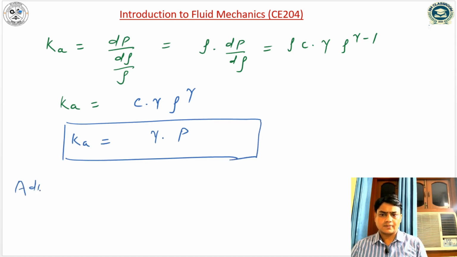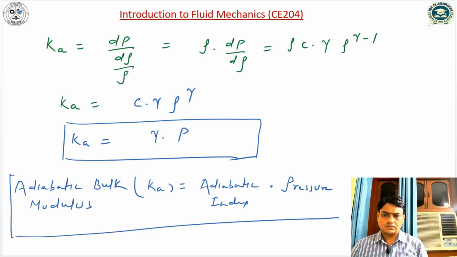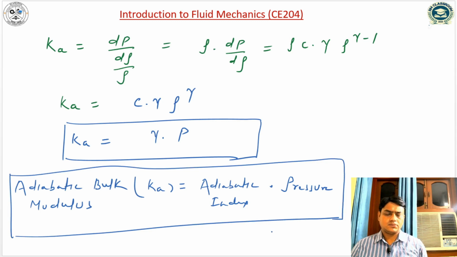So this is the expression for adiabatic bulk modulus: Ka is equal to adiabatic index into pressure. Gamma is the adiabatic index, into pressure.